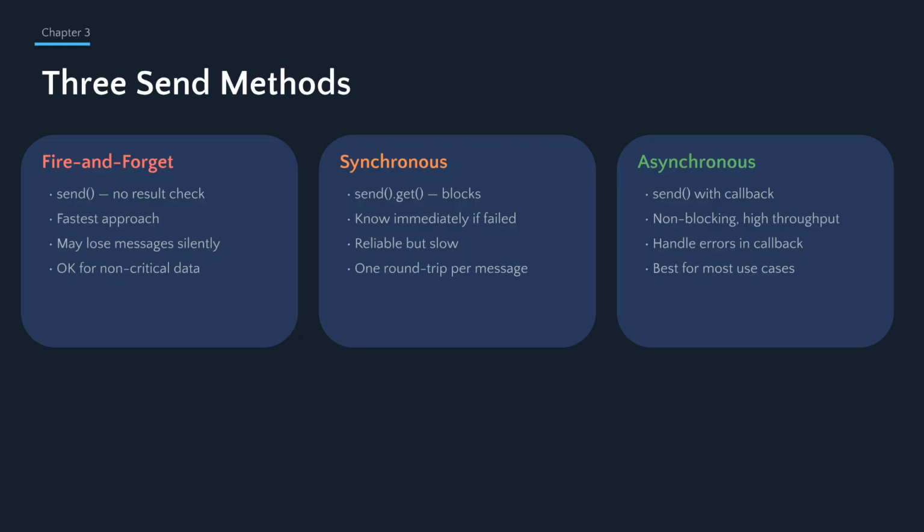Synchronous: call send.get. This blocks your thread until the broker responds. You know immediately if it worked or failed. Reliable, but slow. 1 network round trip per message kills throughput.